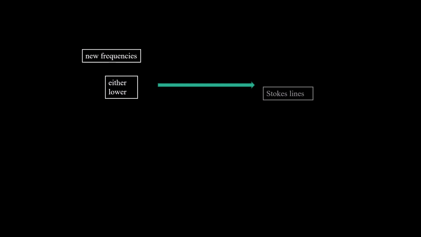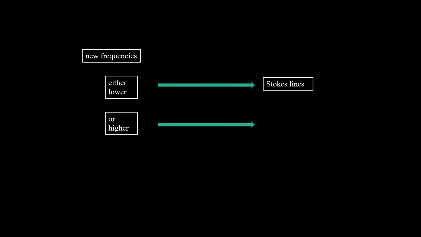The new frequencies can be either lower or higher than the original light. The lower frequency lines are called Stokes lines, and the anti-Stokes lines are on the higher frequency side.